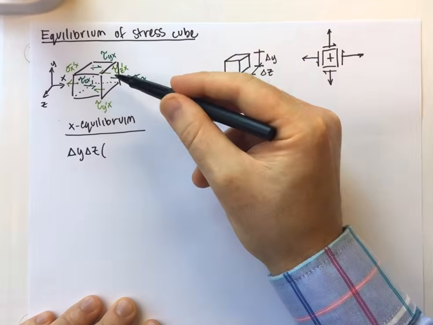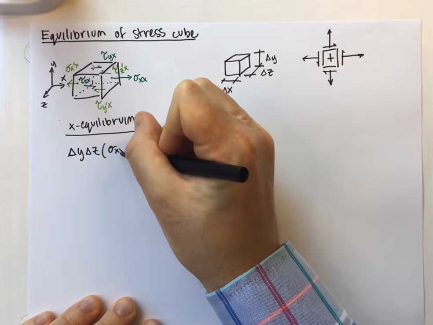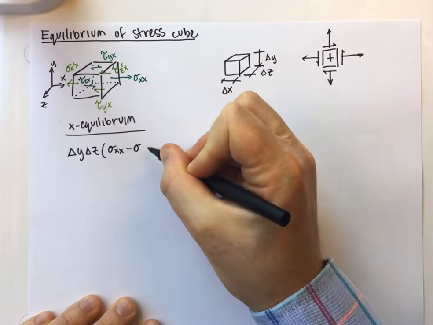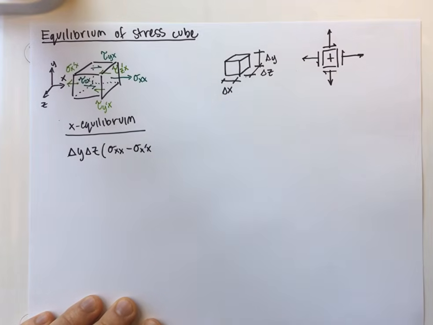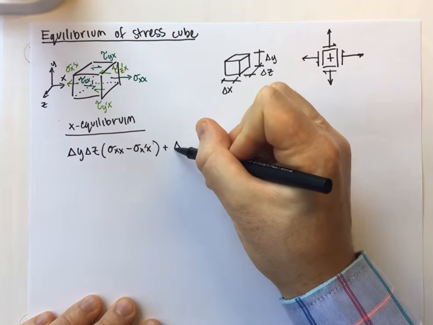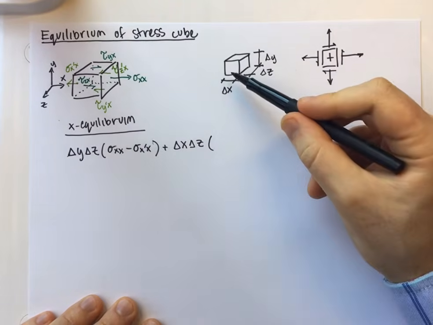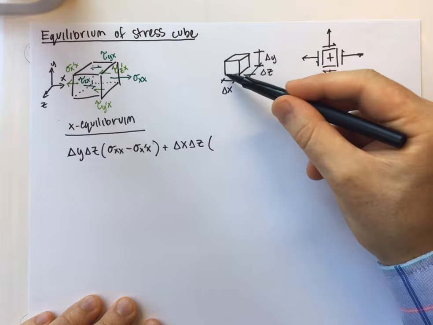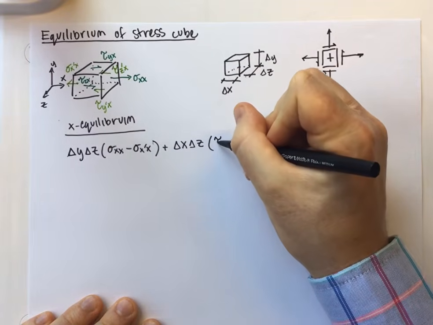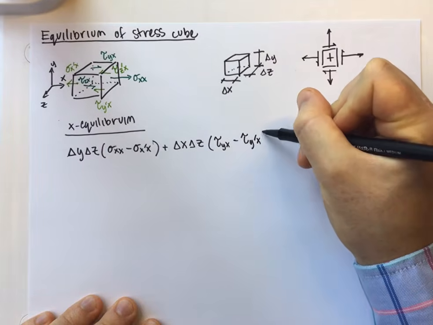That'd be these faces. So on one side, in the positive x direction, we have a sigma xx. And on the other side, we end up having a negative sigma x prime x. Now let's do the same thing with our other components. So now let's do a delta x, delta z. All right, so that's going to be delta x here and delta z there. So that's going to be the top and bottom of our cube. So now we have a positive tau yx, and we have a negative tau y prime x.